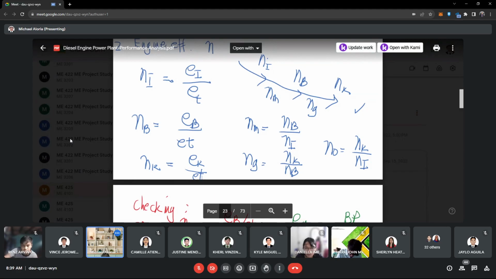So mamaya, magsosolve kayo ng problem, you will be applying this relationship. Depende sa given na parameter. No? Kung thermal efficiency, then you will be using your arrow diagram for thermal efficiency. If you're given your engine efficiency, then you will be using this arrow diagram.